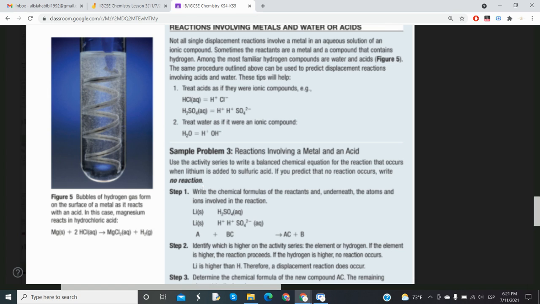Since we're supposed to treat water and acids just as ionic compounds, if we have lithium as a solid reacting with the acid, or in this case, this aqueous acidic solution, then we are going to treat this solution as individual ionic charges. So lithium is a solid. We follow the same pattern of single displacement reaction. If we break down this compound into individual ionic charges, then hydrogen would have a plus charge and sulfate would have a 2- charge.